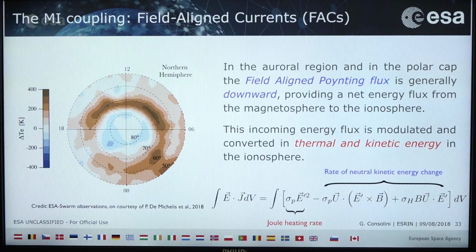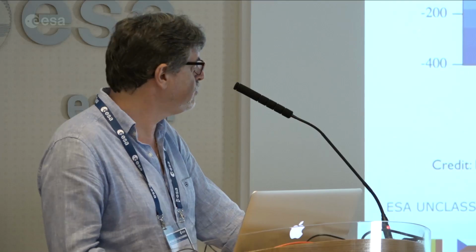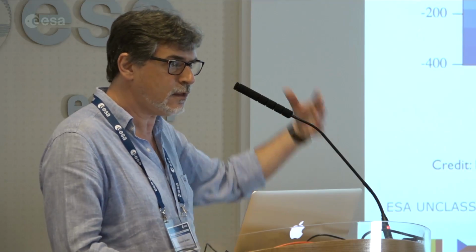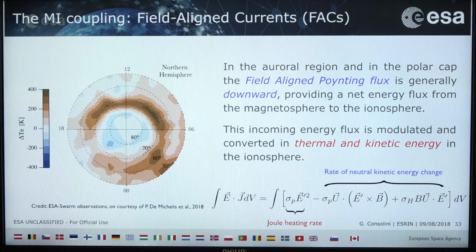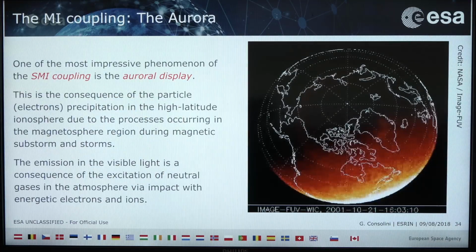Just to show you an example of this heating, this is the change of the electron temperature observed by a statistical study made using Swarm. And you can see that you have a clear increase of the temperature in the region of the auroral oval, where we observe the major part of the precipitation coming from the distant region of the Earth's magnetosphere.